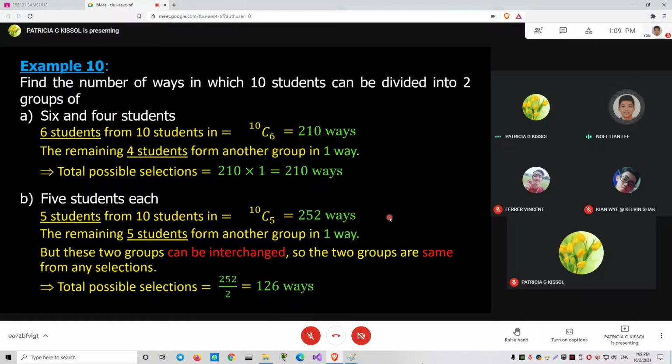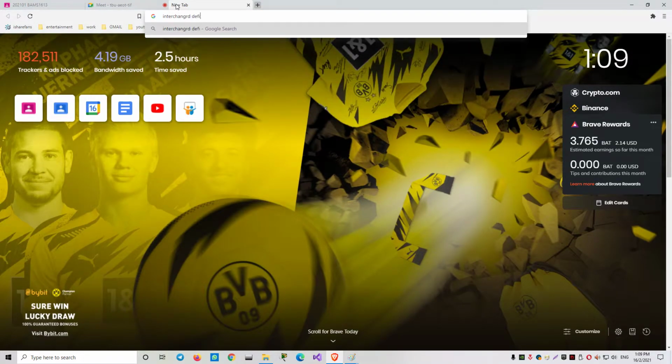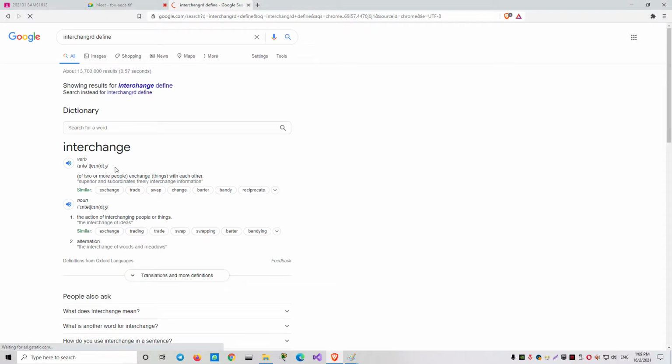Interchange means what? Meaning it can be, how do you say, I'm trying to, I'm doing something, never mind about that, I'll leave it away. What does it mean by interchange? How to explain that? How to say that? I'm trying to figure out.